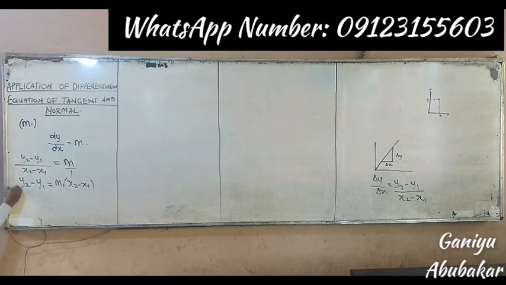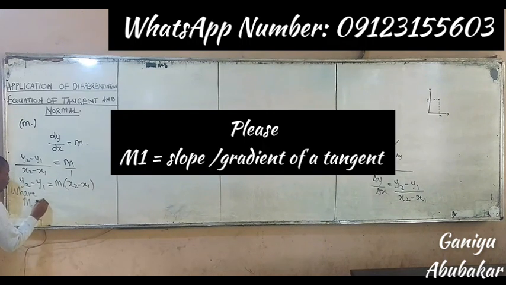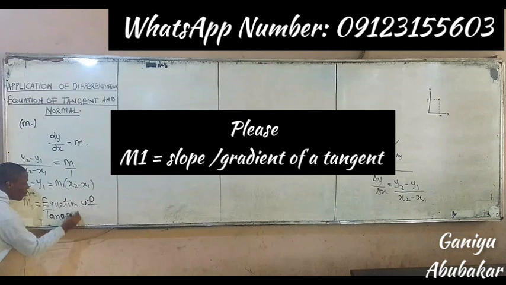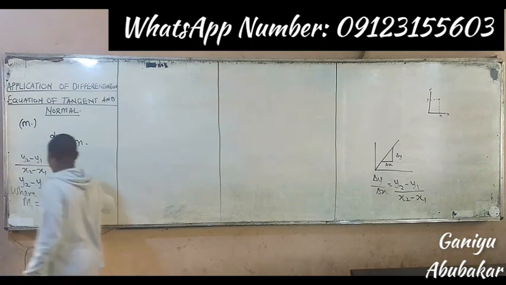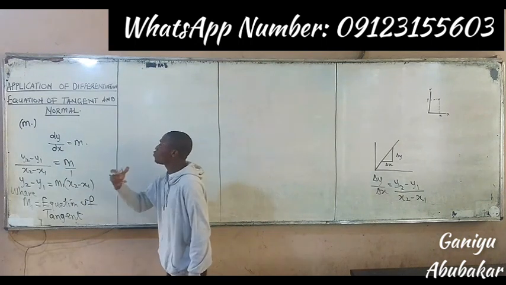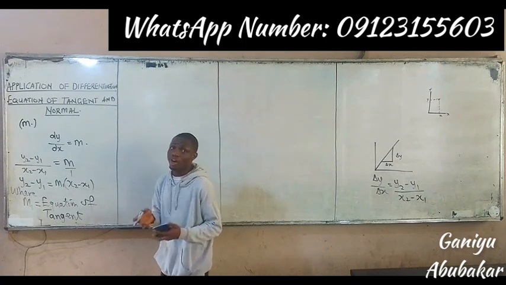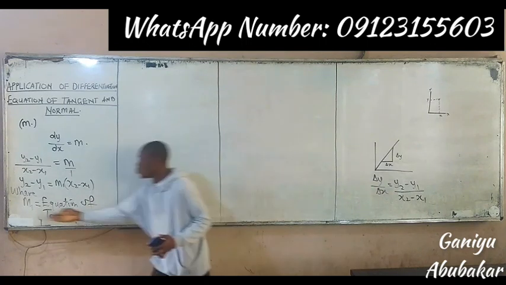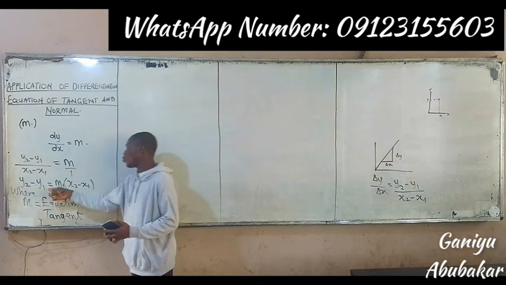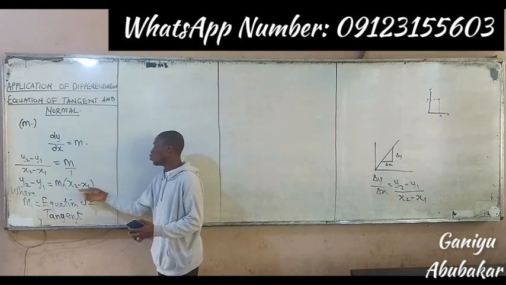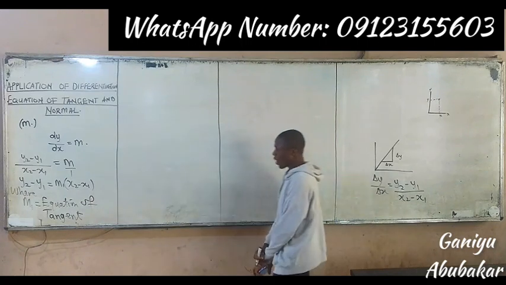Where m1 is used for the equation of the tangent. So in other words, if I'm going to find the equation of tangent for a given question, my formula goes as below: y2 minus y1 is equal to m1 into x2 minus x1.